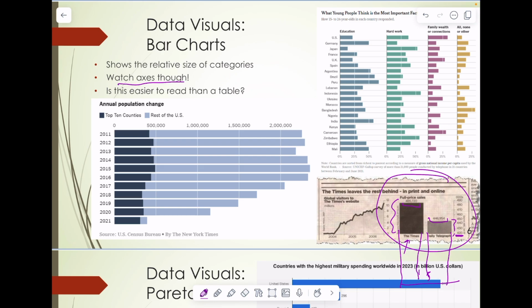One question I want you to have in mind as we're looking at all these data visuals is this: is it easier to read this display than it is to read a table?